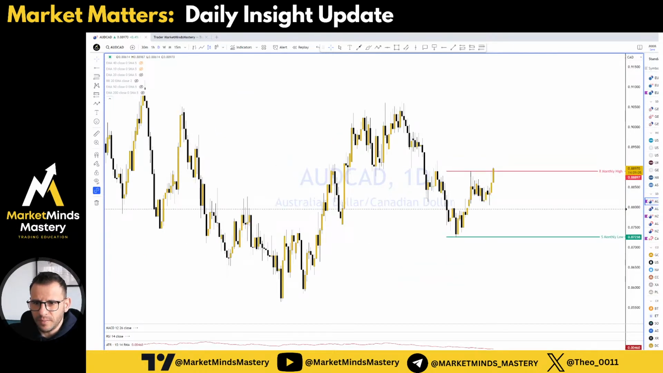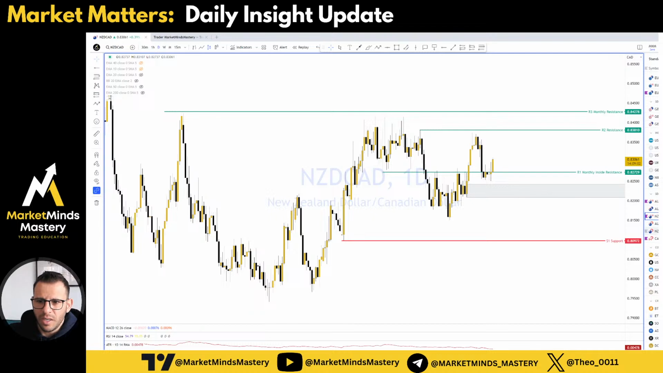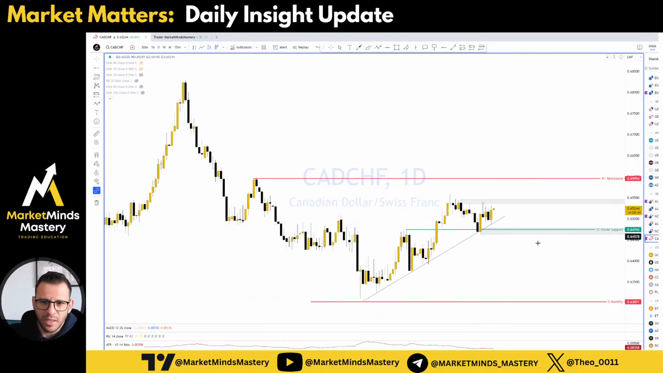Next one, there's nothing there. What you see here on the right with purple are the pending orders I have in the market in these currency pairs. If you check the Telegram channel, you will see all the orders there.